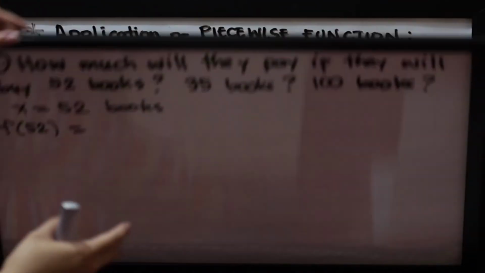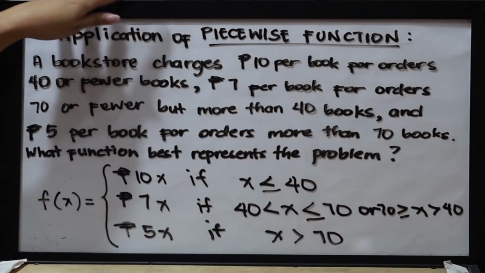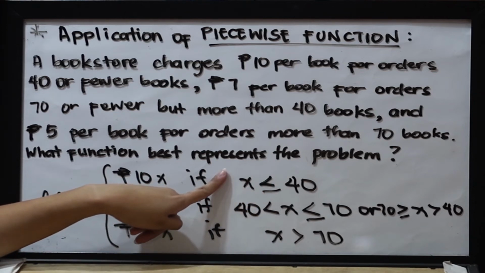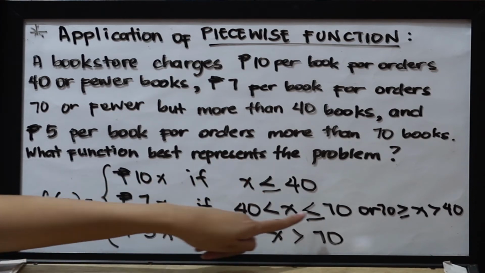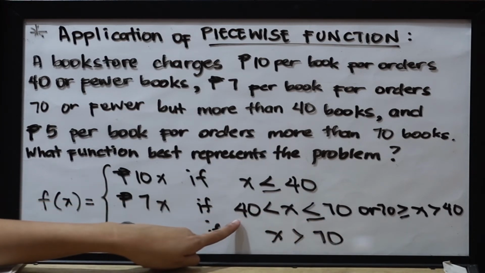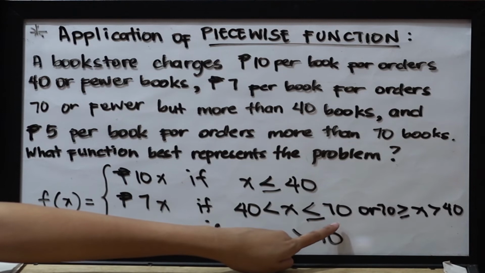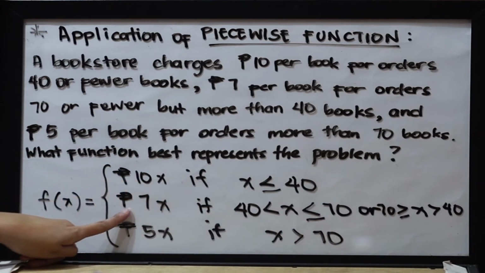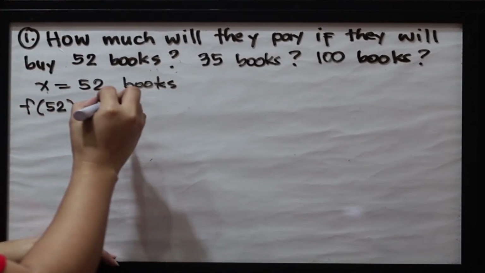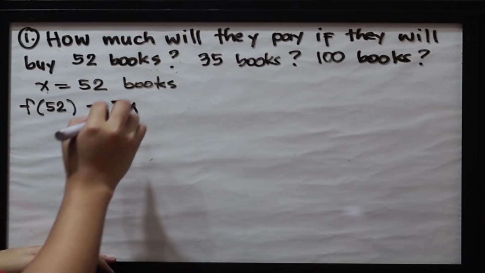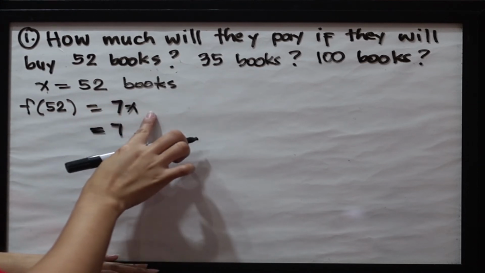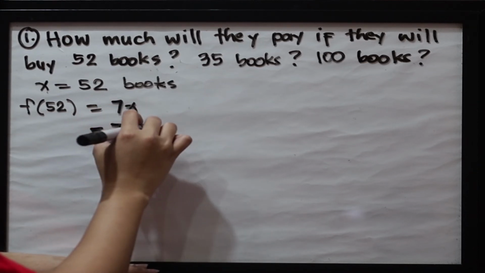The problem says 52 books. So, where is 52? Is it less than 40? No. Is it greater than 40 but less than 70? Yes, 52 is greater than 40 but less than 70. So, they have to pay 7 pesos per book. We will use 7x, or 7 times x, substituting the value of x as 52.